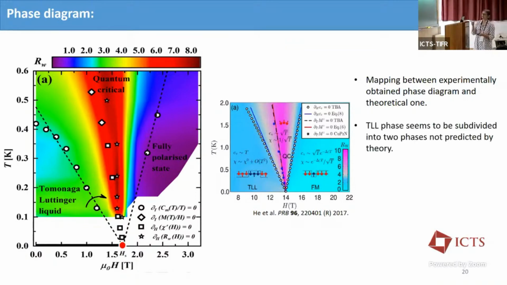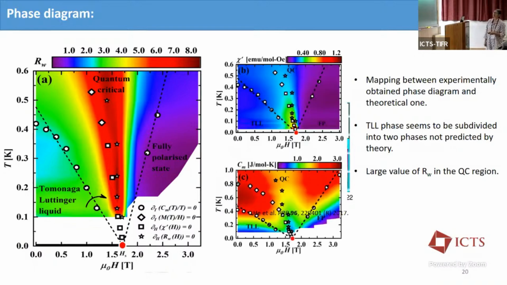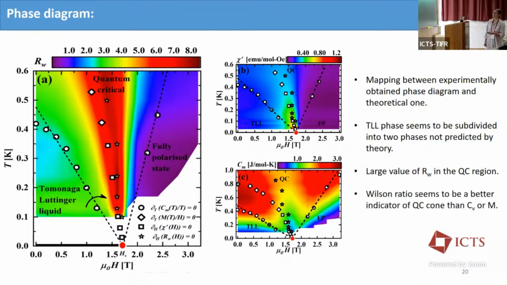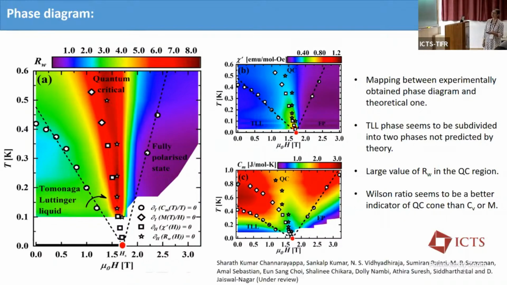So as I said, in contrast with what was predicted by theory, we have these 2 phases, which were not predicted by theory. Large values of RW in the quantum critical region, exactly like what is predicted by He et al. And as you can see, Wilson's ratio seems to be a much better marker of quantum criticality than either magnetization or specific heat. So we've made a phase diagram also with magnetization and specific heat, and you can see that Wilson's ratio does the job much better than either of them.